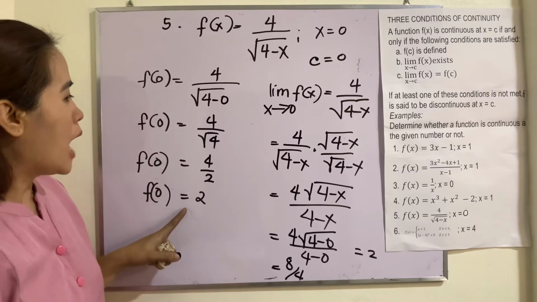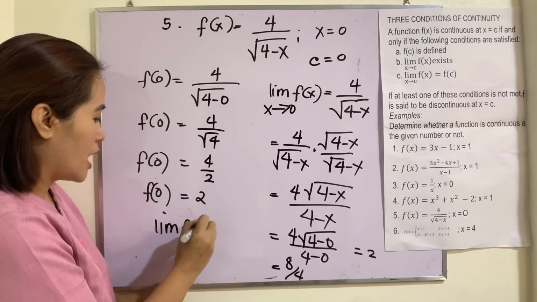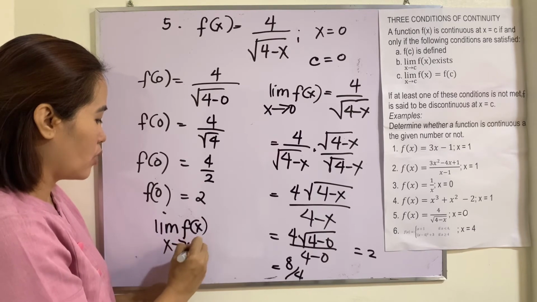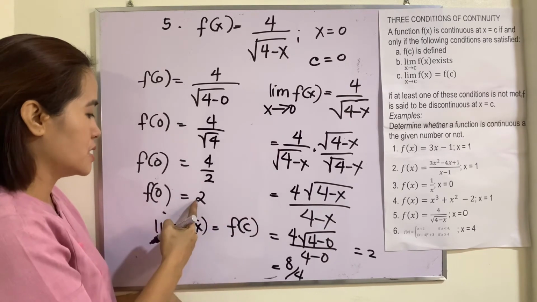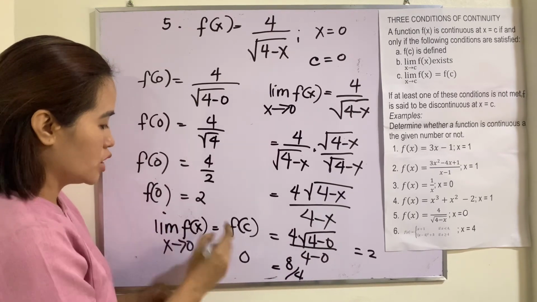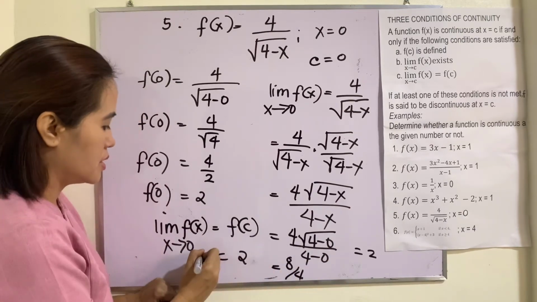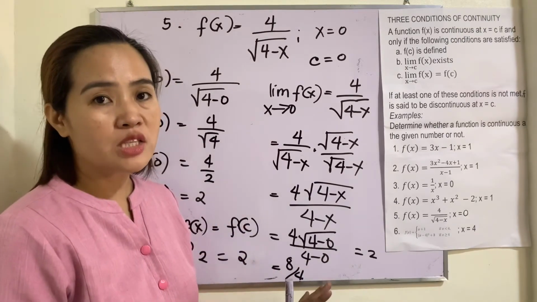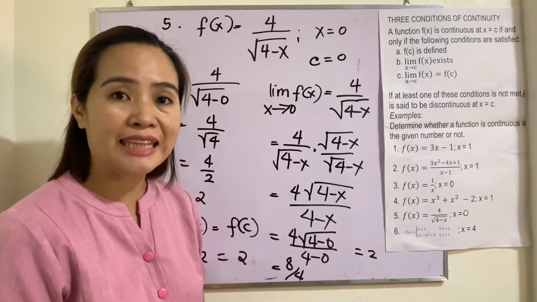Now, our limit of f of x as x approaches 0 is equal to, of course, f of c, since this one is 2 and this one is 2. The three conditions are satisfied, therefore we can say that the function is continuous at x equals 0.